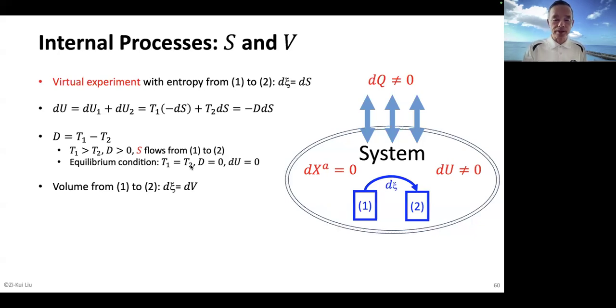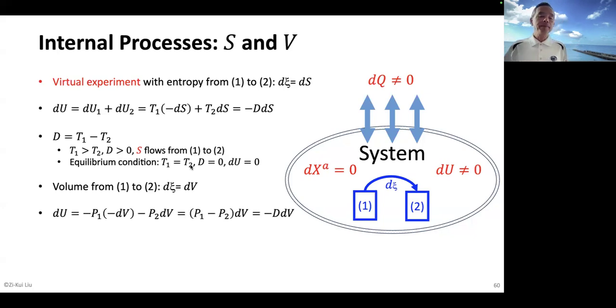Because d psi is positive, we represent a process. This time we have the volume change, so the energy change from region 1 is minus P1, the pressure in region 1, times minus dV because volume is decreasing from region 1, and then region 2 is minus P2 times dV. Together it is P1 minus P2 times dV, and equal to minus d dV.